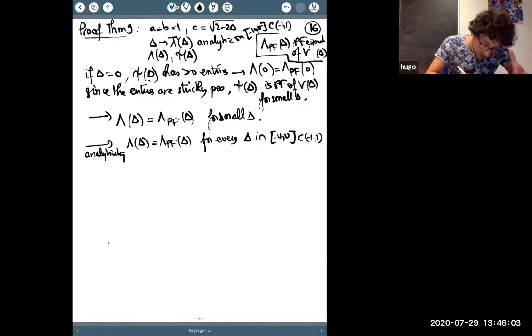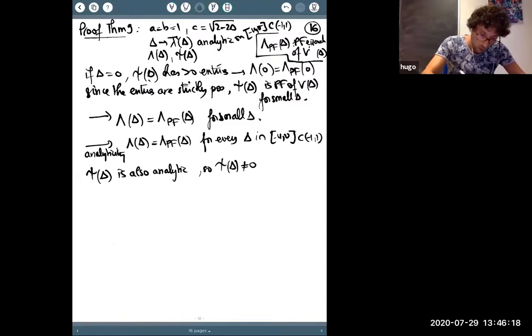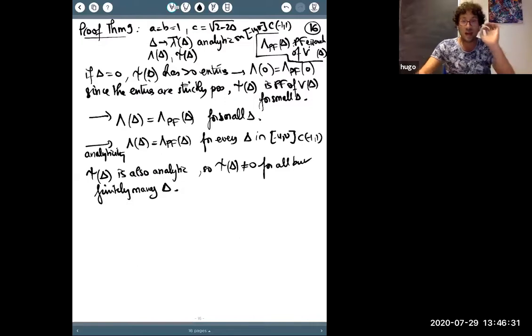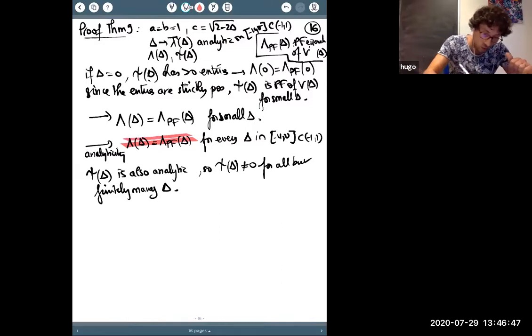Okay, but if this is the case, I can combine this with another observation, that psi of delta is also analytic. So psi of delta is non-zero because it's non-zero at 0 for all but finitely many deltas. Okay? So psi of delta is non-zero, but when psi of delta is non-zero, then it is really an eigenvector for lambda of delta. But we just proved that lambda of delta is giving you the Perron-Frobenius eigenvector.